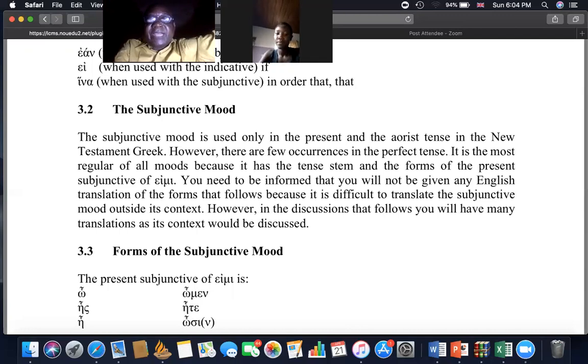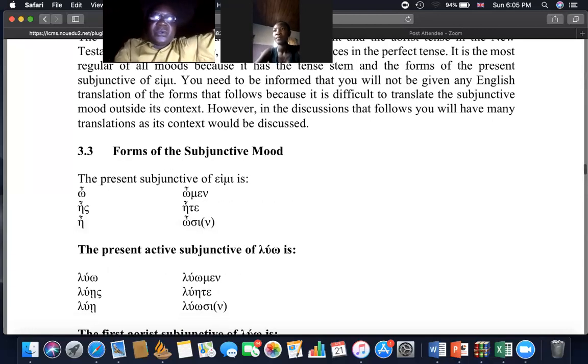You need to be informed that you will not be given any English translation of the forms that follow, because it is difficult to translate the subjunctive mood outside its context. So in other words, whenever we are using words, we will no longer have meanings in front of them, because you need the context to determine the meaning of the subjunctive modes.